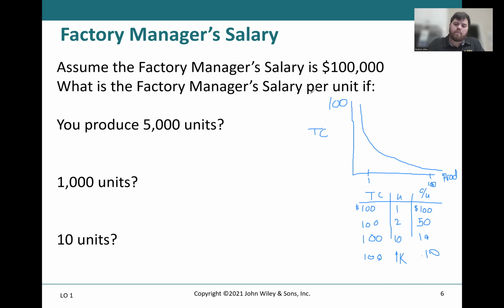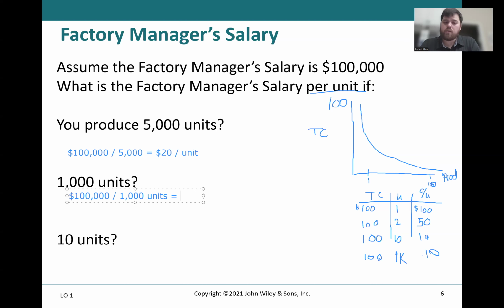What is the manager's salary per unit? So we're going to take 100,000 divided by 5,000 units, and we'll get, in this case, $20 per unit. But now, when we produce only 1,000 units, we're taking that $100,000 and we're only able to divide it across 1,000 units, which means now my fixed cost per unit is $100 per unit, much more expensive, right? That's 5 times higher.